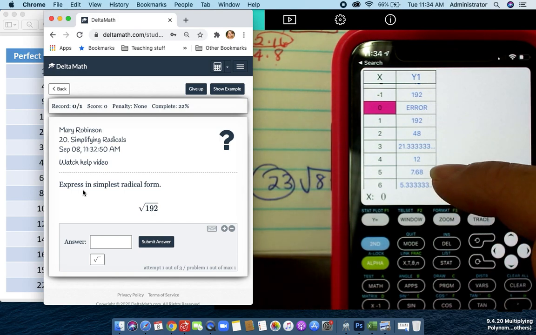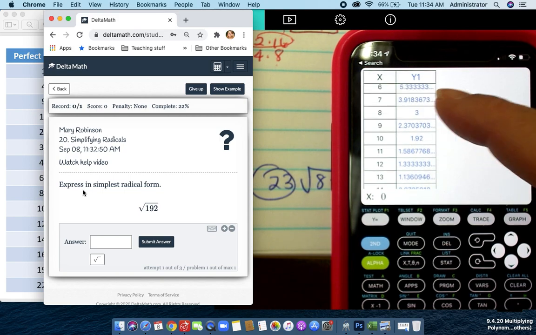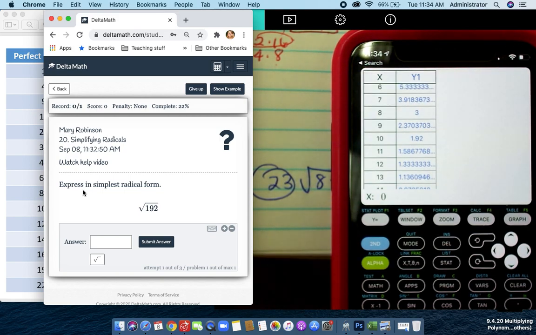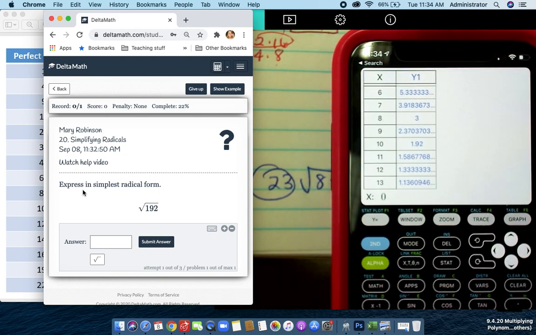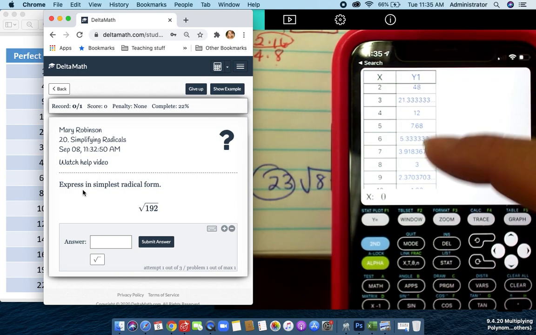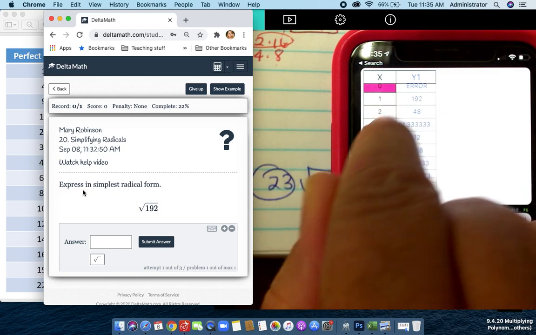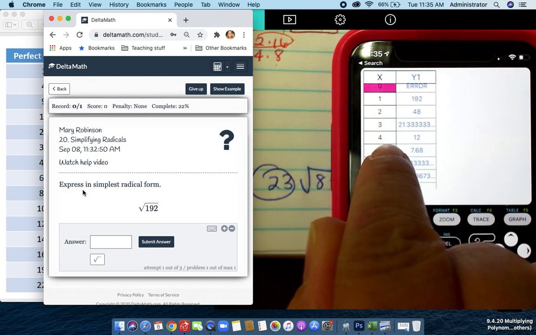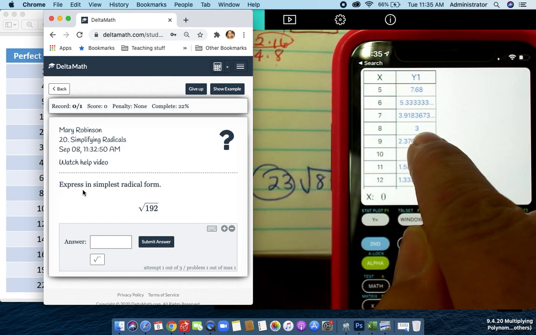My job is to look for an ordered pair on my list that is the very last integer ordered pair. Remember, integers are positive and negative whole numbers. So I'm going to move my finger to scroll, or if you have an Android phone and you're using your Wabbit Emu TI-84 calculator, which is just like this, you'll just hit the down arrow to scroll down. I'm going to look for the last integer ordered pair. So I see the integers 1 and 192, 2 and 48, 4 and 12, and then 8 and 3.